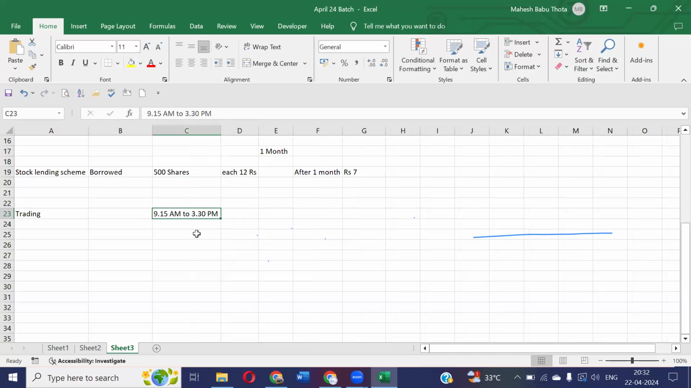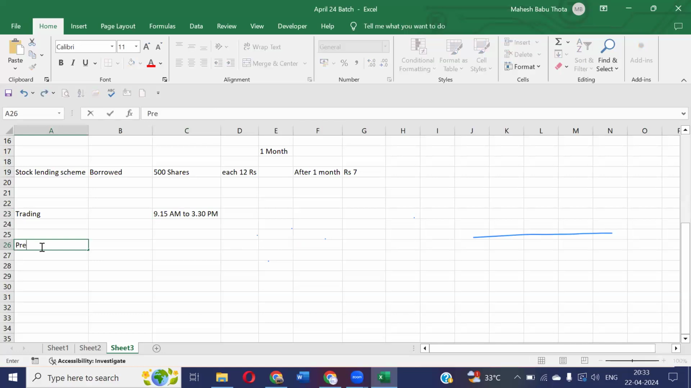One more thing: there is a pre-market from 9 to 9:15, free trading, sir. After 3:30 to 4 p.m. also, there is a concept called pre-trading and post-trading hours. Normal trading hours are 9:15 to 3:30, but there is a concept called pre-trading and post-trading as well.